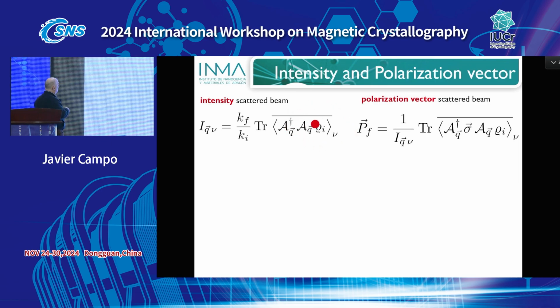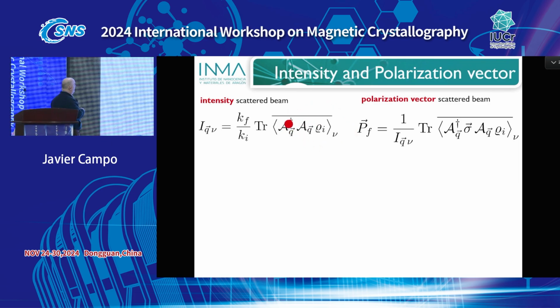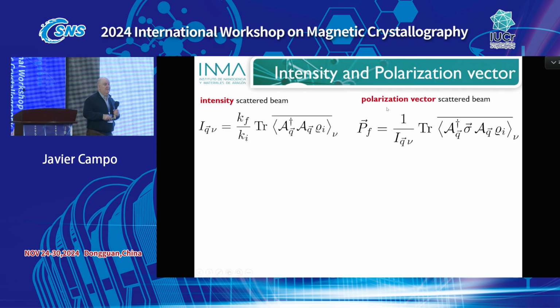The amplitude operator, complex conjugate, and here we see the density matrix of the incident neutron beam. And this is the polarization vector of the scattering beam, how we can define it. If you remember, we define the polarization as the probability to find one neutron in a given polarization. That means that this is the number of neutrons, here the total number of scattered neutrons.